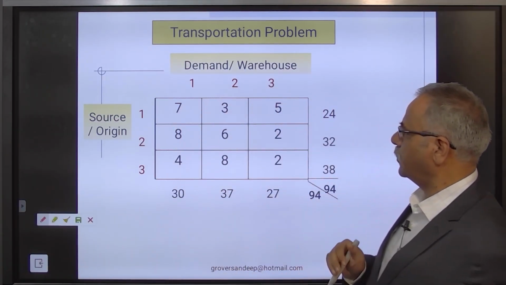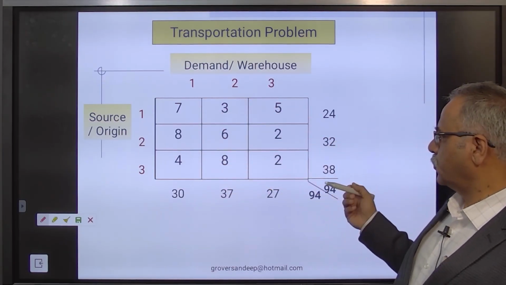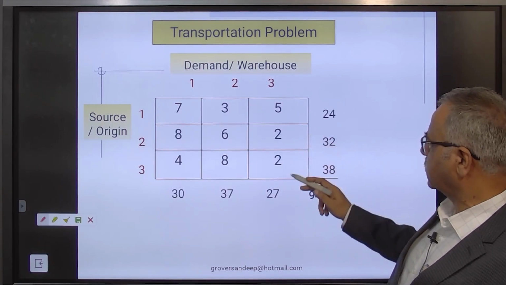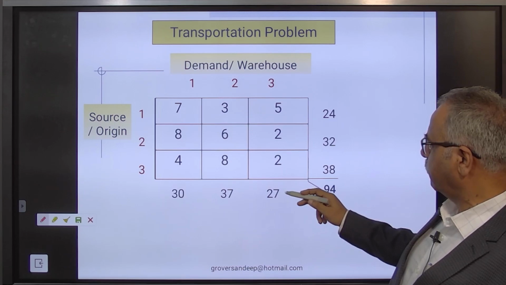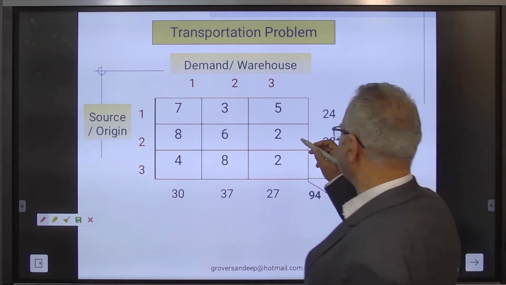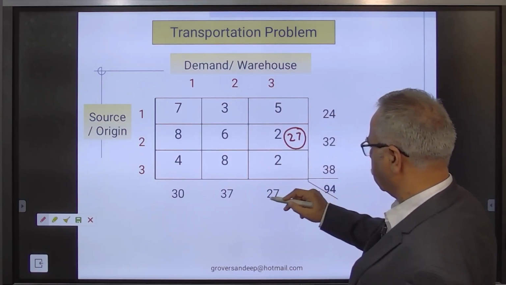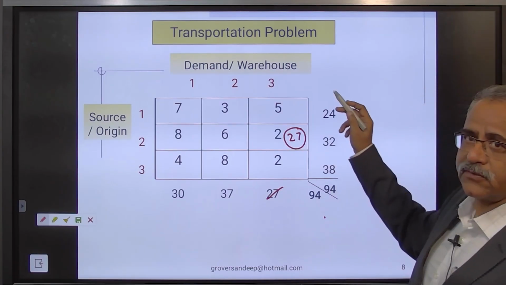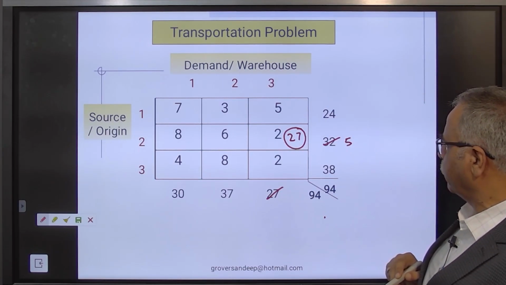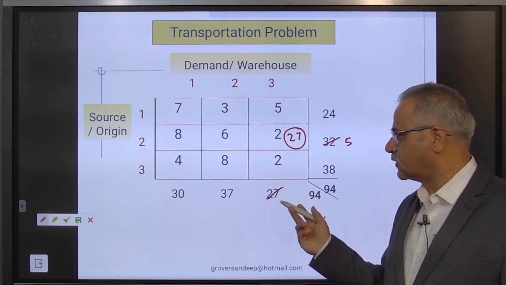Fine. So, in this complete matrix, the minimum cost is 2. Okay. So, you can do allocation of 2 here also and 2 here also, but in both these cases, you can make the allocation since you can allocate only 27. Okay. So, let us start with this. When you allocate 27 units over here, this 27 is exhausted, the warehouse number 3 is exhausted. In the plant number 2, you are left with a capacity of 5.